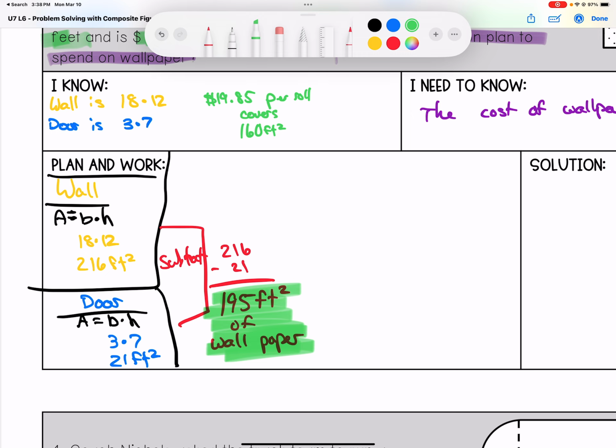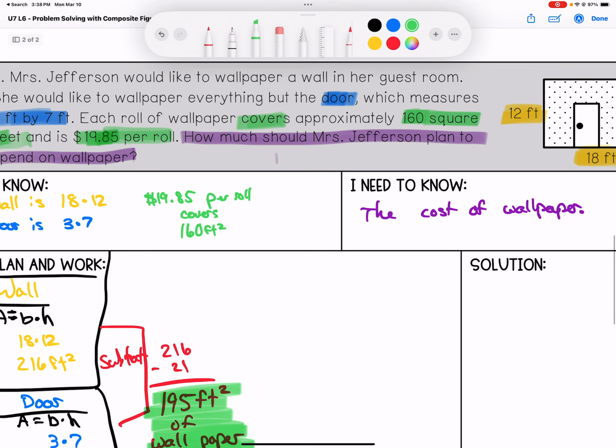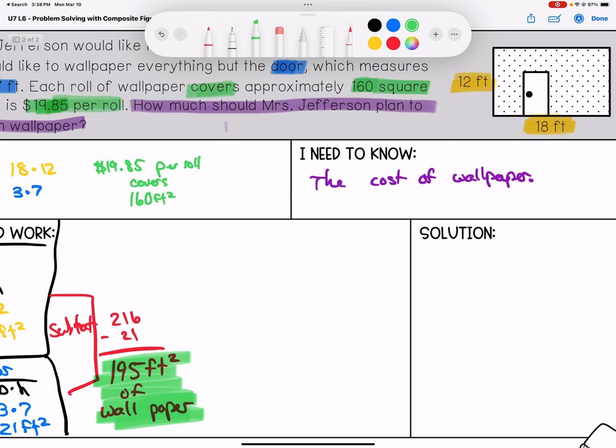10-4. Now, I know that one roll covers 160 square feet. Let me write it the other way. Hang on. So I need 2 rolls. Why? Because 160 isn't enough to cover 195. Okay?